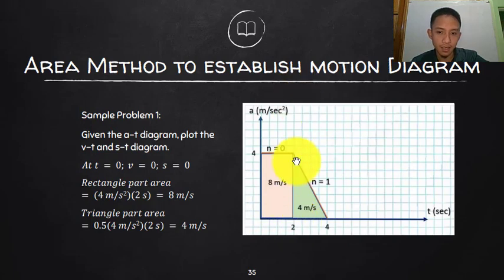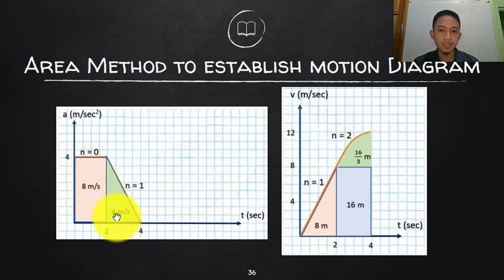And then from 2 seconds to 4 seconds, get the area of that. That is just a right triangle, so your area is 1/2 base times height. Your height is the same 4, multiplied by 1/2, or 0.5, and the base is 2 seconds also. Multiply that, and it will become speed: 2 times 4 is 8, multiplied by 1/2 is 4. So the area here is 4 meters per second. If we start from an initial velocity of 0, you will add 8 meters per second, and then you will add a further 4 meters per second. That is your motion curve.